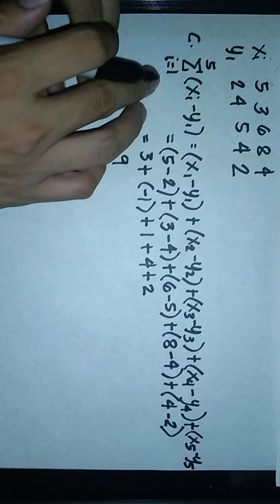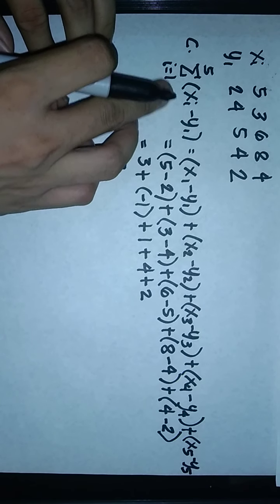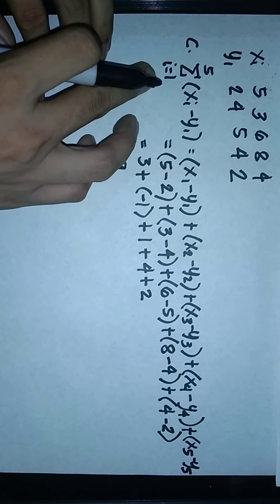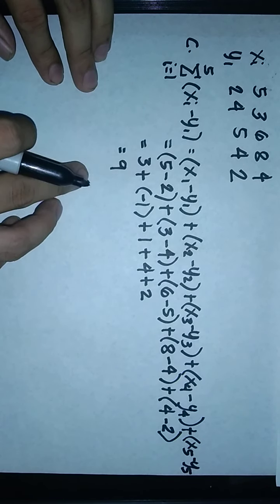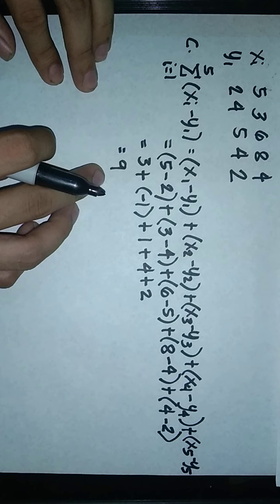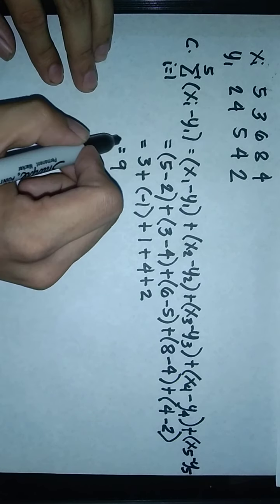And when we are asked what is the summation of x sub I minus y sub I, where I is equal to 1 to 5, so we have 9 as its final answer.